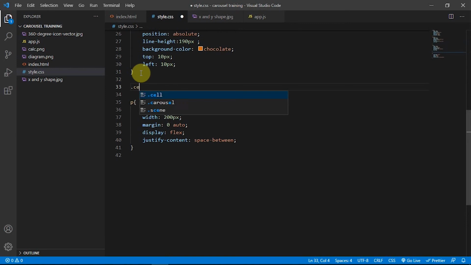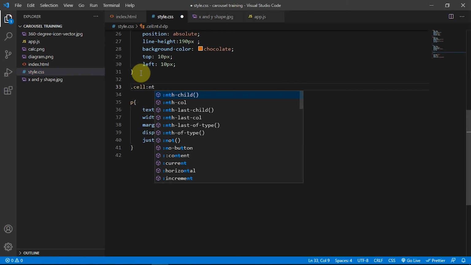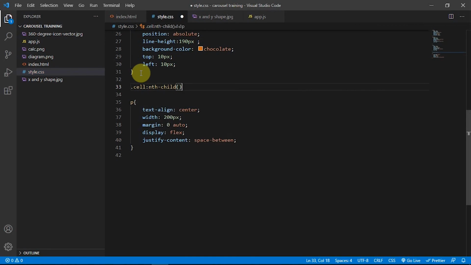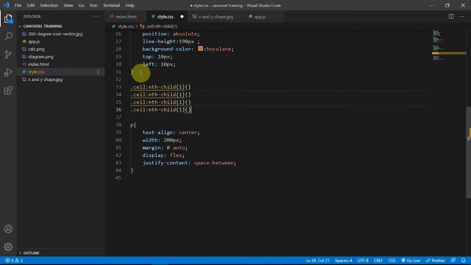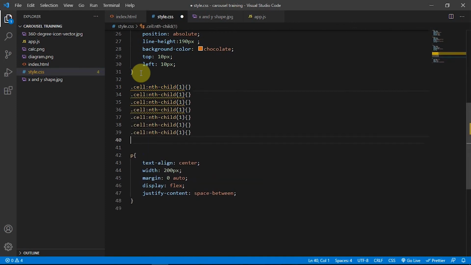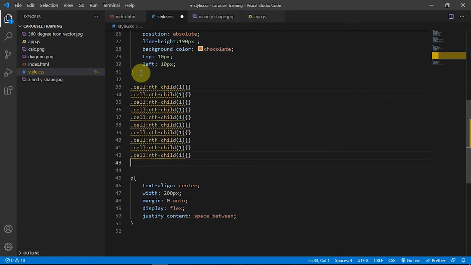So let's take each cell again, but this time I'll use something called nth-child, because each cell will take a different rotation than the other. So I'll get them like this, and I'll have to build 10. So that's 3, 4, 5, 6, 7, 8, 9, 10, I guess. Well, now let's change these to 2, 3, 4, 5.